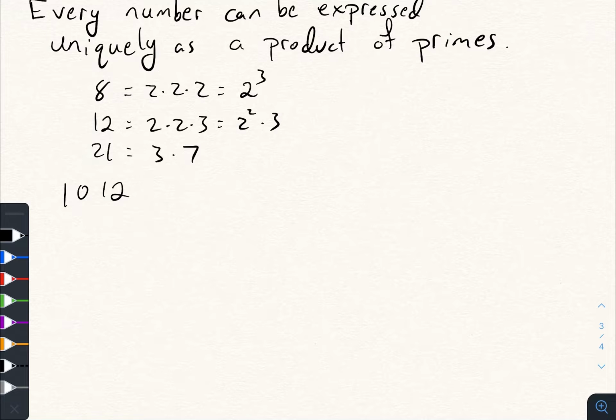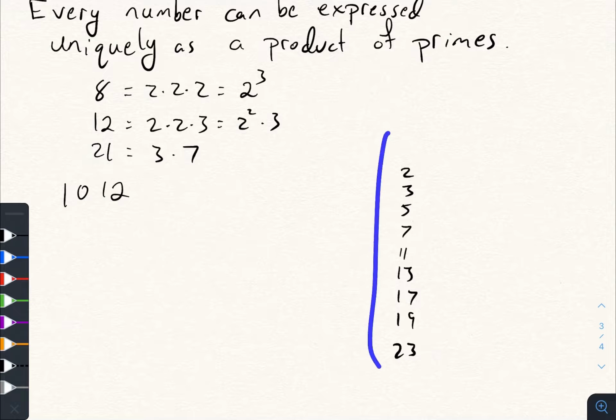So to figure out what the prime factorization of 1012 would be, you just go through the list of primes and see which primes go into it, and then just factor that out, right? So let's list our primes. 2, 3, 5, 7, 11, 13, 17, 19, 23, and so on. Okay, so we just go through this list and see which one goes into it.